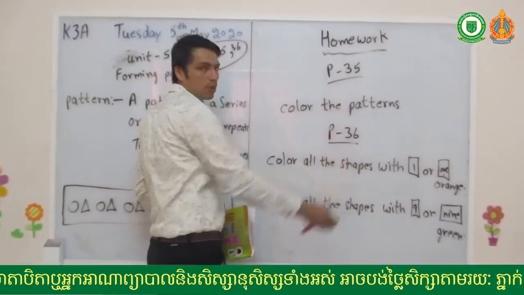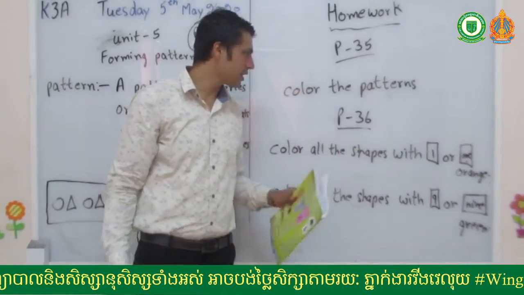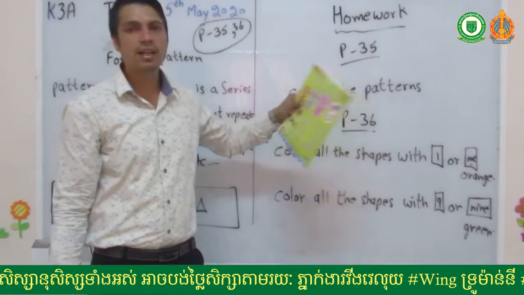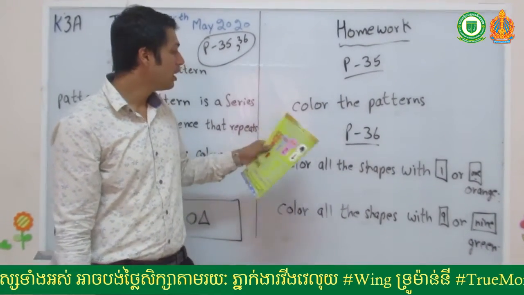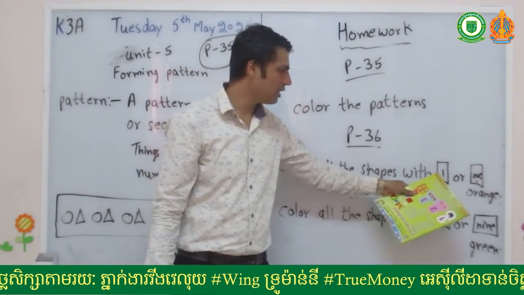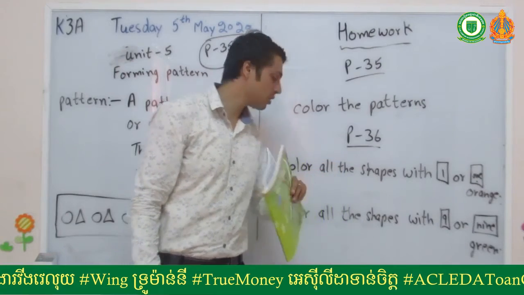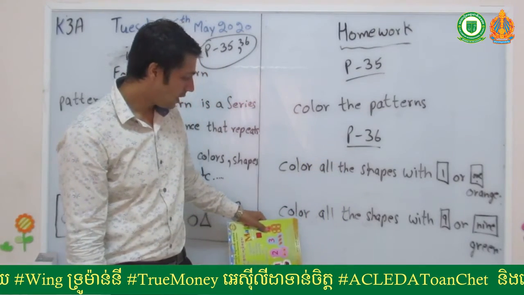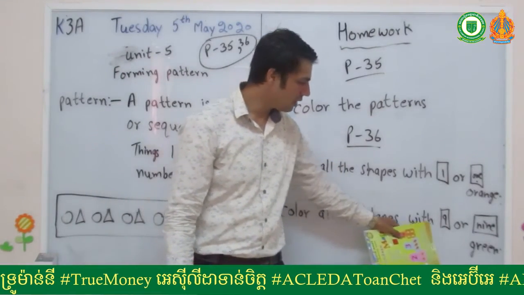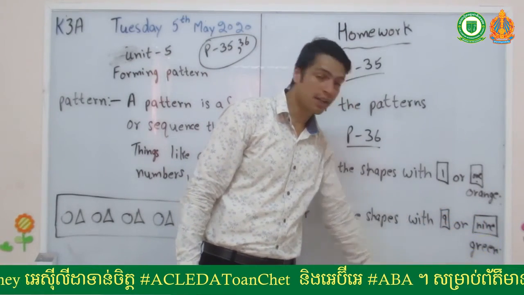Your first homework is on page number 35, your second homework is on page number 36. Page number 35, color the patterns. Page number 36, color all the shapes with number 1 or 1 in words orange. Next, color all the shapes with number 9 or 9 in words green.